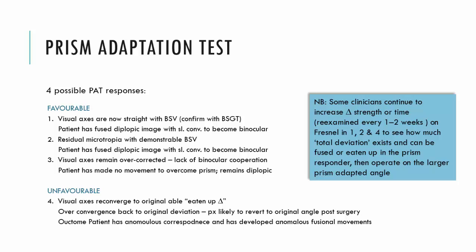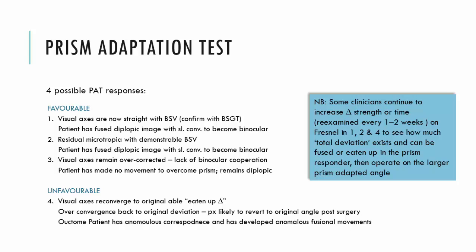So from one perspective, what that unfavourable response is telling you is that surgery is unlikely to be successful. They're likely to return back to their original angle. So if the surgeon operates on a 30 diopter ET, it's likely that post-operatively they will go back to being a 30 diopter ET or maybe something smaller, but it's unlikely that they will have a good post-op outcome.